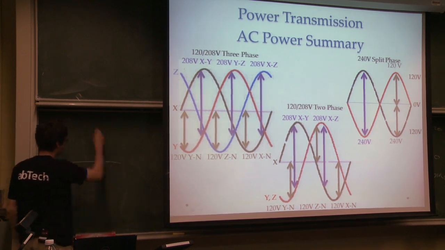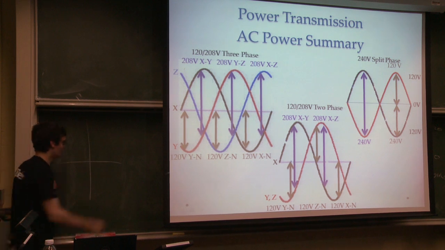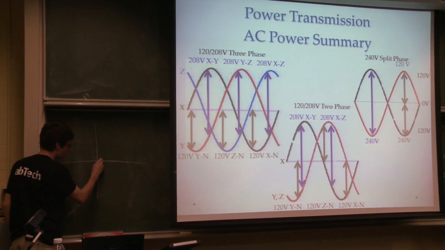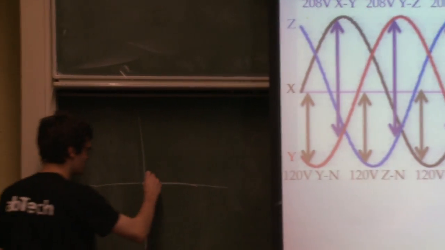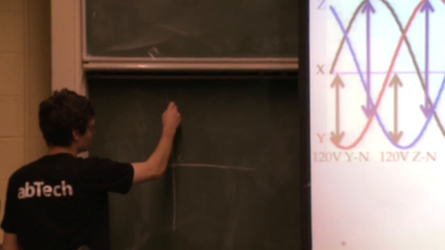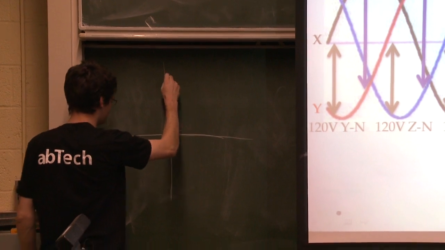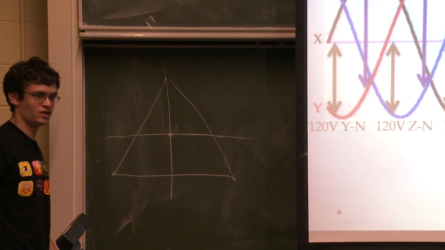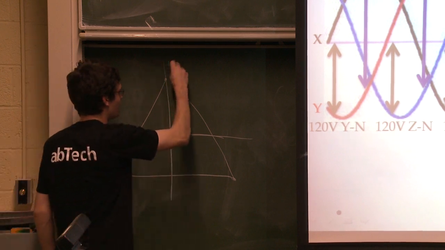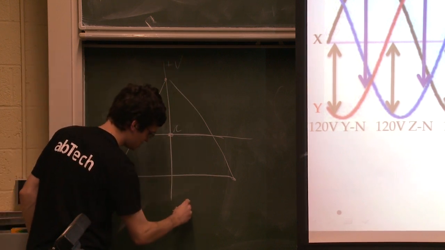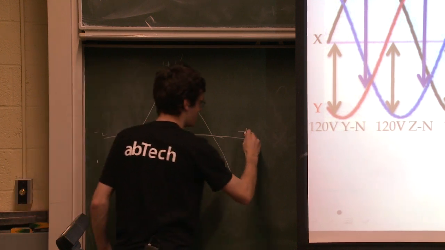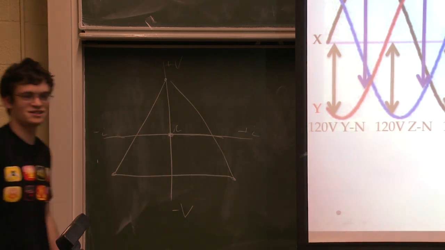You can also look at them on a weird graph of your voltages. So if you have your neutral in the middle, which I will label N, then your normal 208 volt 3-phase looks kind of like a triangle, where this is your positive voltage, and this is your negative voltage, and then this is negative imaginary and positive imaginary. Yes, I switched my axes.